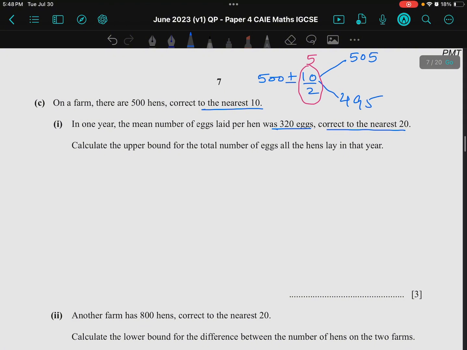Okay, in 1 year the mean number of eggs laid per hen was 320 eggs. Correct to the nearest 20. So here also it is 320 plus minus 20 upon 2. So from here the two values that you will get is 320, and here also it will become 10. So 320 plus 10, 330, and 320 minus 10 will give you 310. These are the two values, the lower and the upper bounds of these two things.